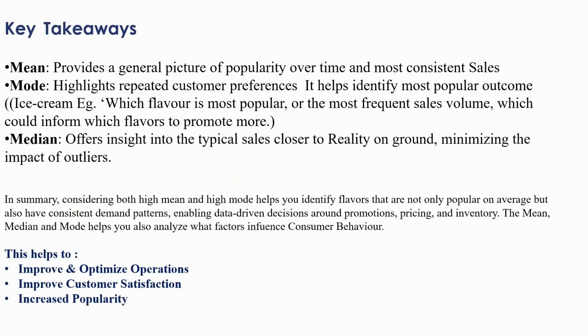So just to summarize, mean provides a general picture of popularity over time and consistent sales. Mode highlights repeated customer preferences. It helps you identify the most popular ice cream or most popular flavor on a particular day, right? सबसे ज़्यादा sales volume frequency किसका है? It may help in that. Median offers insights into typical sales closer to reality on ground, minimizing the impact of outliers. So reality on ground अगर देखना है तो median भी बहुत important है. मतलब on ground reality में stability देखना है.